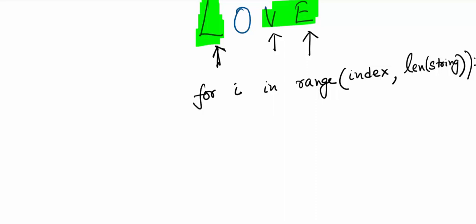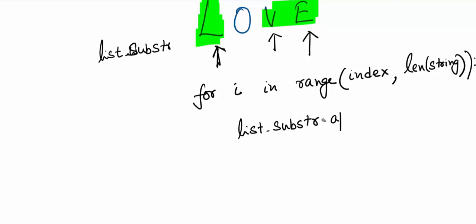Now we want to extract all the substrings, so let's keep a list here, a list of substrings. List underscore substrings, where we keep accumulating all the substrings, dot append. So this is basically an empty list to start with. Now we start appending what? String of, this is where string slicing comes into play. String of what is the beginning and what is the end. What is the starting point? Index. What is the ending point? The ending point is i.